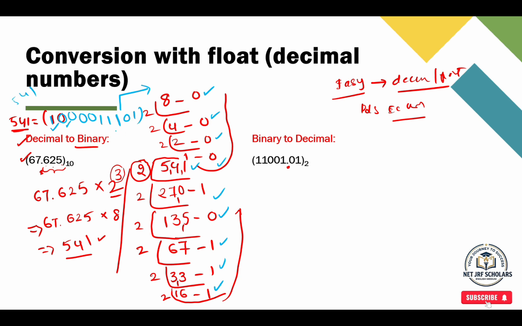So then we need to add the point, right? Here you can see we have 3 digits after the decimal point, so we need to keep the point after the 3 numbers, that is 1 2 3. So this is the binary. So the binary value of 67.625 is 1000011.101. This is the binary value of 67.625.